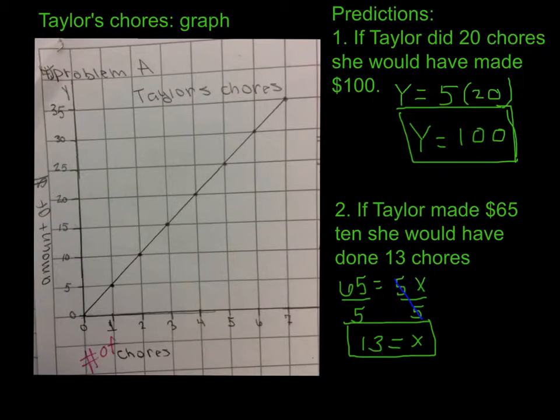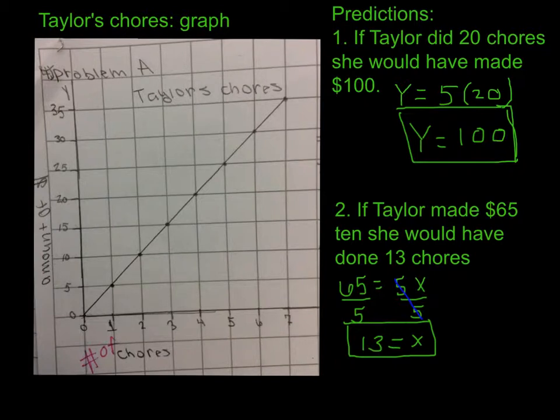So what you need to do is put it in equation form. That would be y equals 5 times 20, because her rate is always going to be 5, and then she'll do 20 chores. If you do 5 times 20, you get 100. So she'll have made $100 if she does 20 chores.